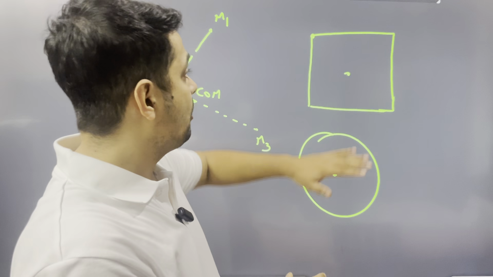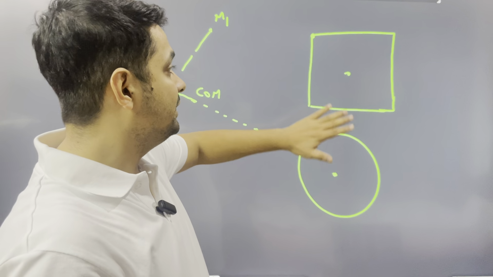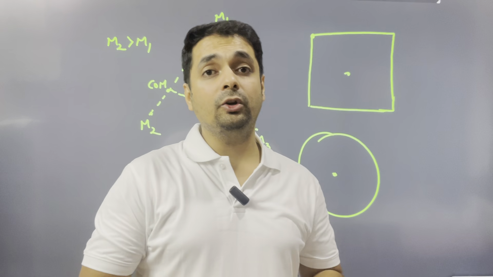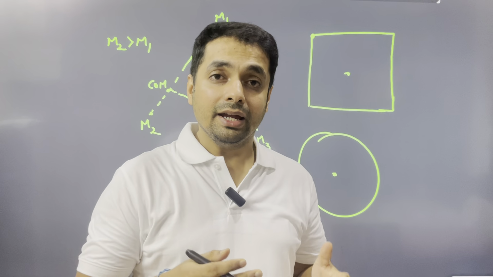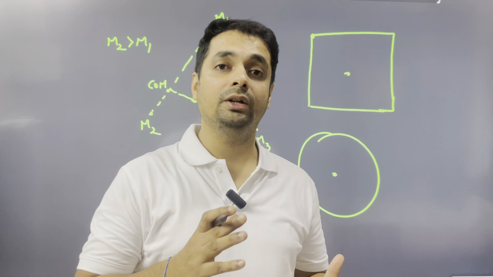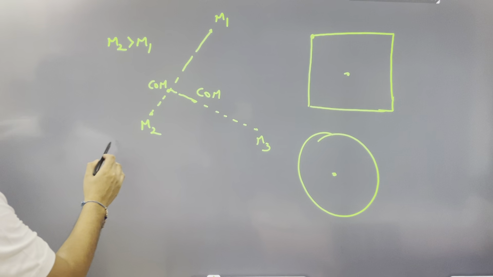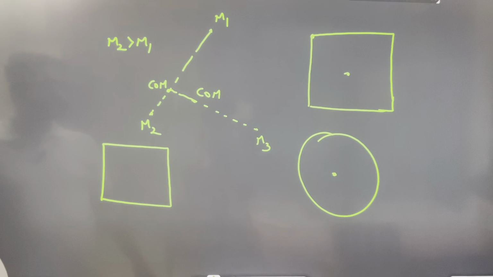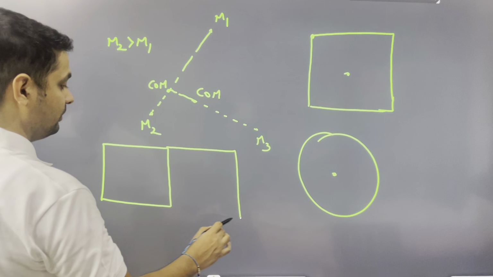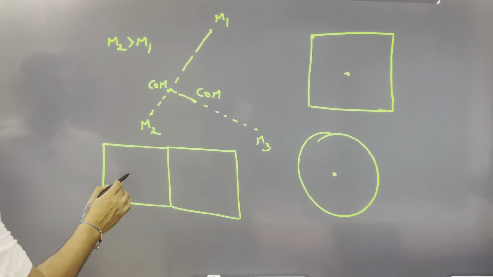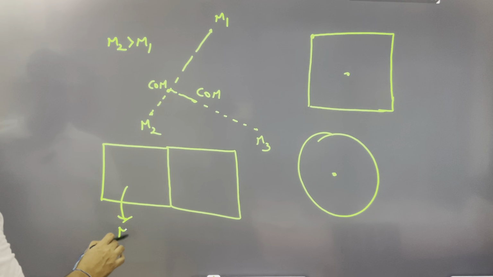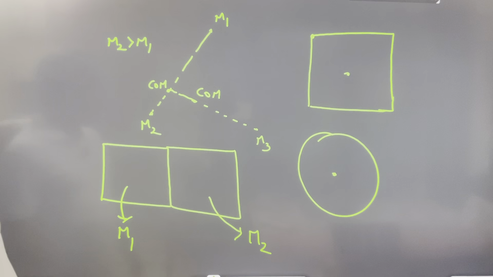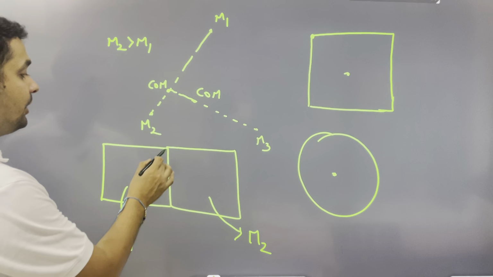If it's a uniform body like a square plate or circular plate, then definitely the center of mass will lie at its physical center. But if it is not a uniform body, then its center of mass will not lie at the physical center. For example, I have one plate like this and another plate in this way. One plate has mass M1 and the other has mass M2, and M1 and M2 are not equal, correct? So its center of mass will not lie on this line.